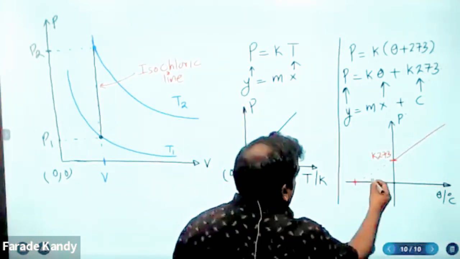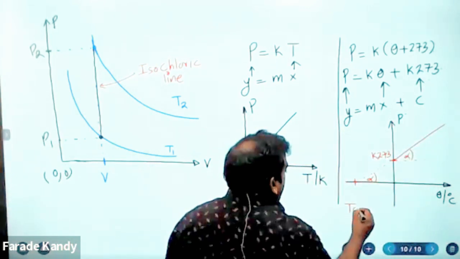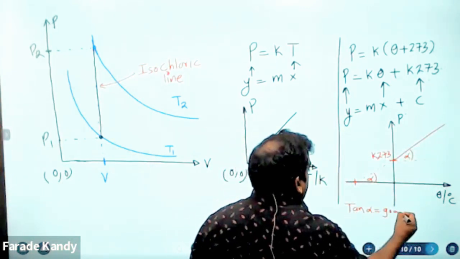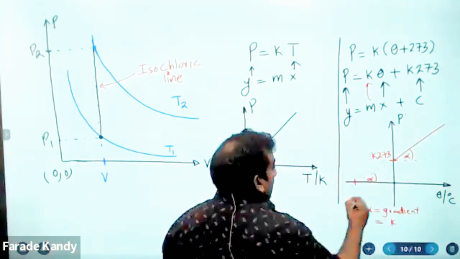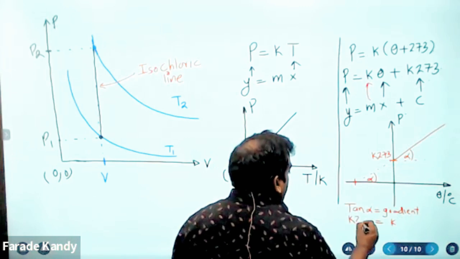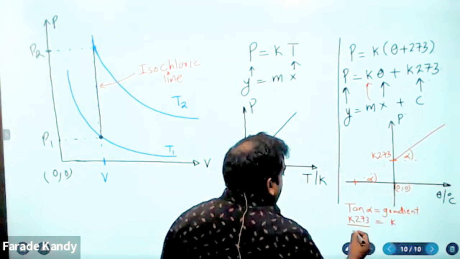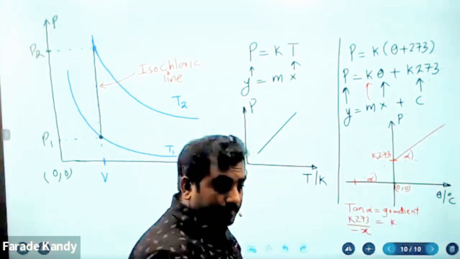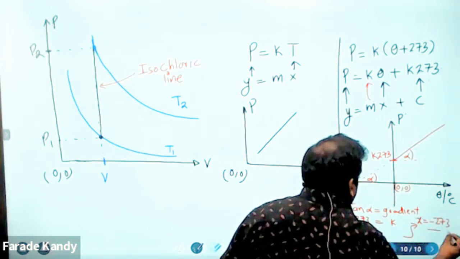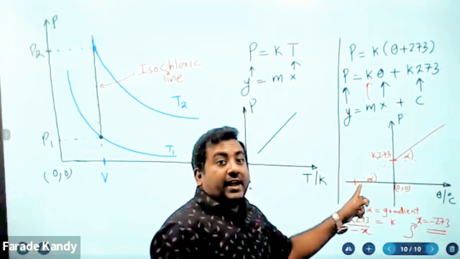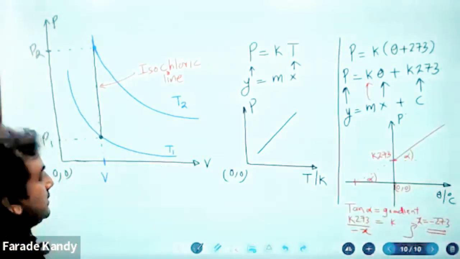We want to find out the temperature there, so alpha is the gradient. Tan alpha equals gradient. Gradient of the graph is K. What is tan alpha? Opposite over adjacent. Opposite is K times 273. Adjacent is on the negative side of x, the negative x-axis, minus x. K cancels off. X equals minus 273. It will cut here at minus 273 Celsius. You know? That's right.